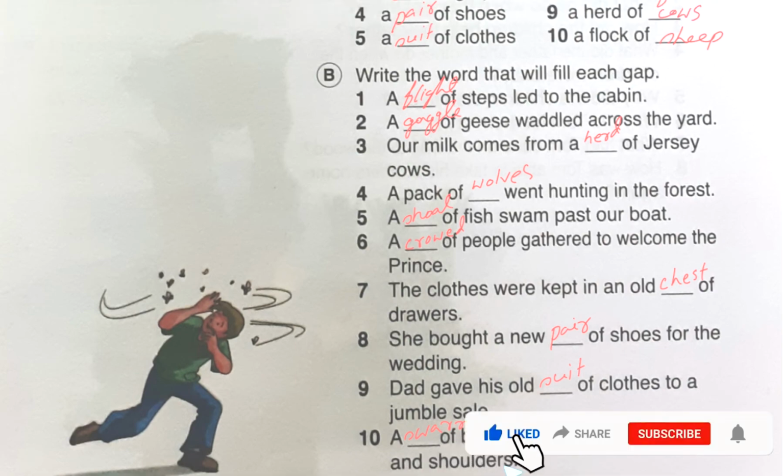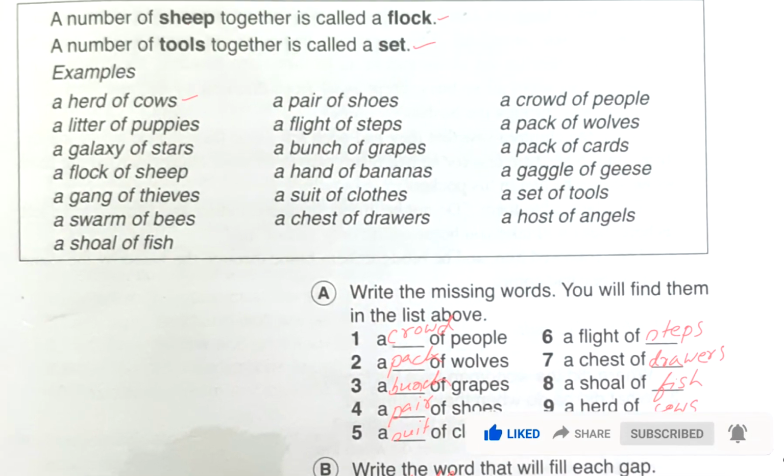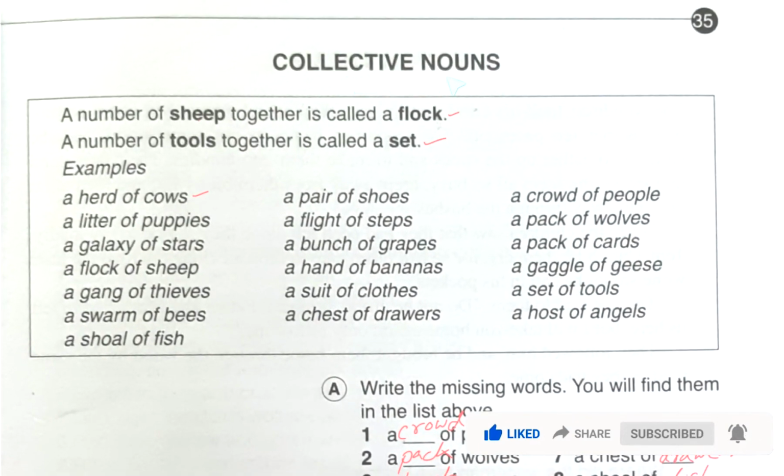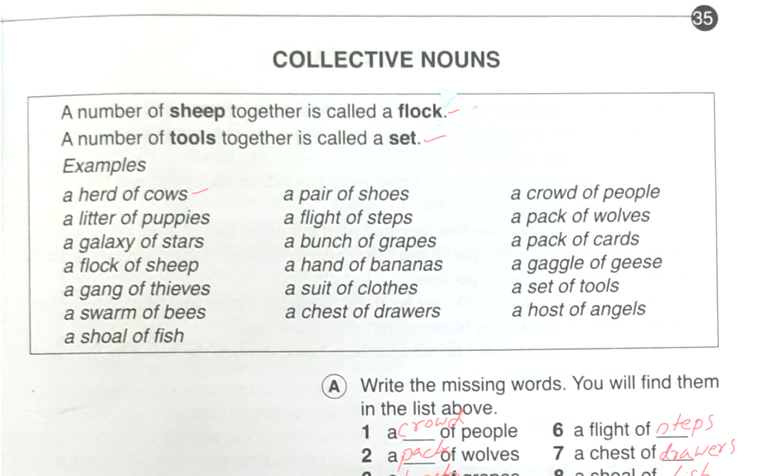So today we have done page number 35 from Junior English Book 2, and the topic is what? The topic is collective nouns. This is a so important topic. You will find it several times in your writing, reading, listening and speaking. So practice it at your home.